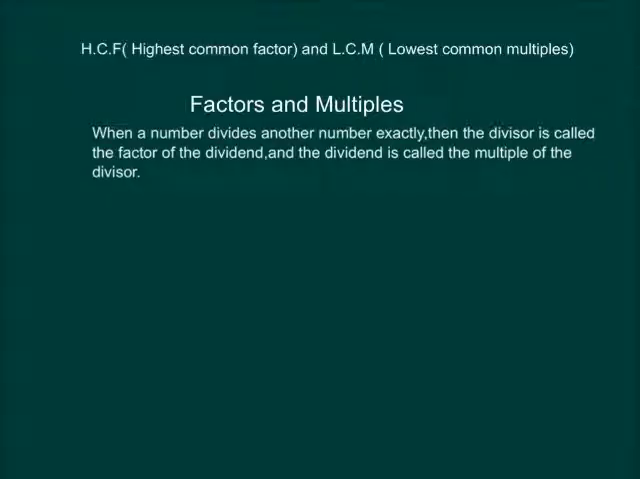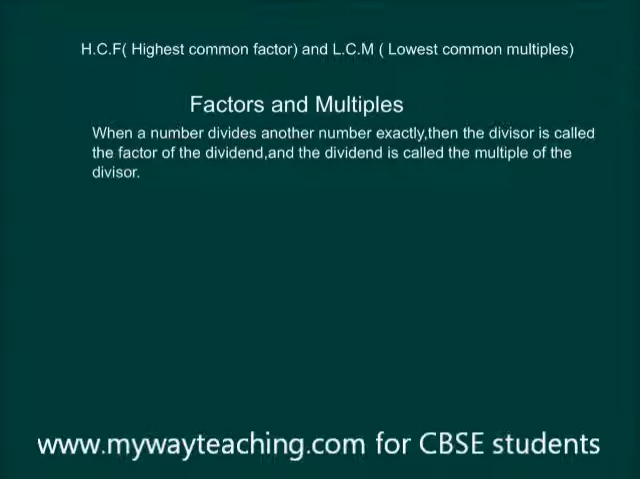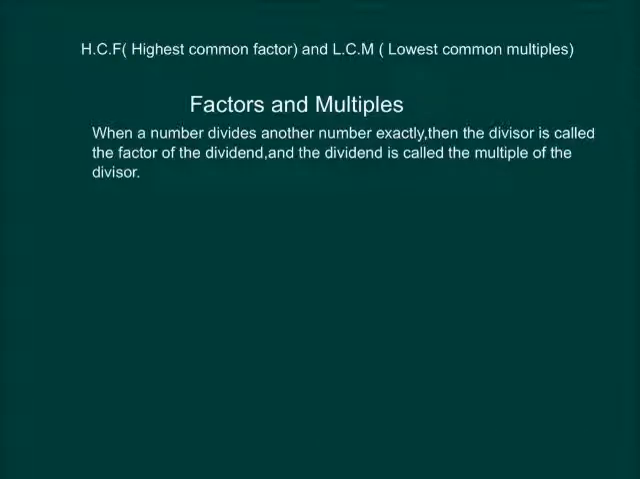Let us revise highest common factors and lowest common multiples. Let us first look at factors and multiples. When a number divides another number exactly, then the divisor is called the factor of the dividend, and the dividend is called the multiple of the divisor.